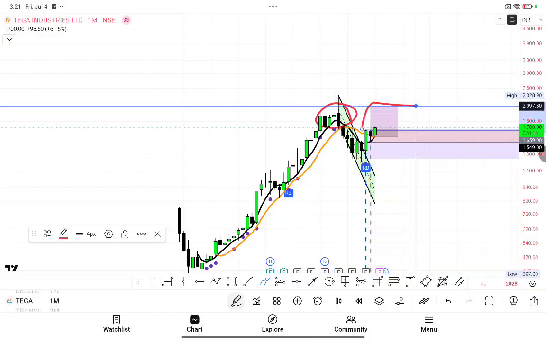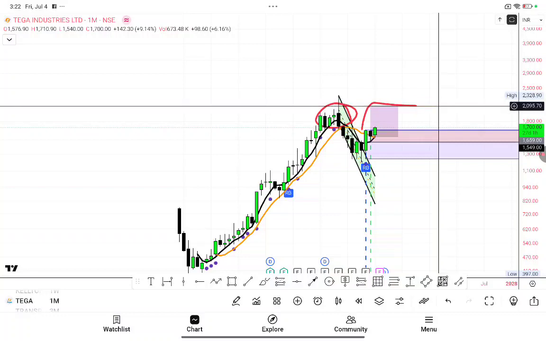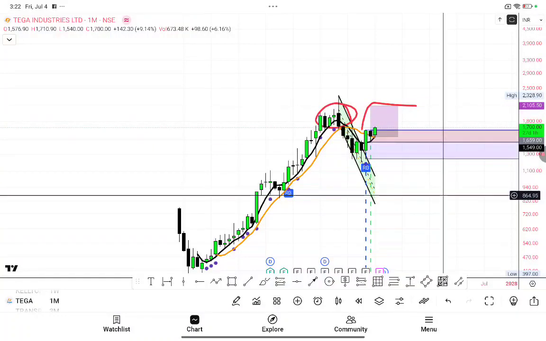So my target comes around this place, and I've already told you about my risk management, how I will manage my loss. So my target comes around 2100 rupees. So let's see whether it achieves it or not. So this is how simple you should keep your trades.